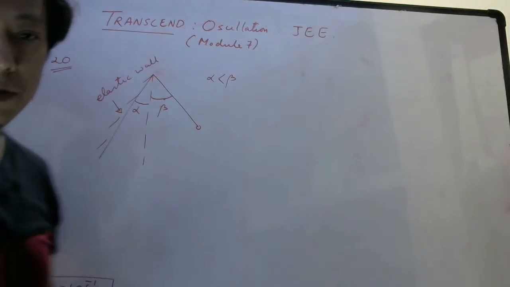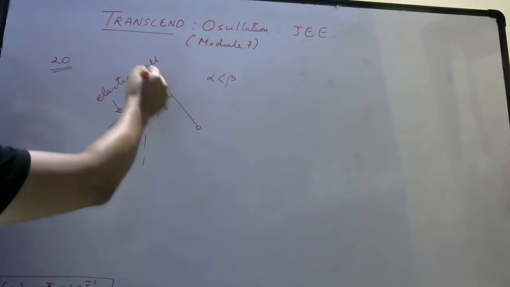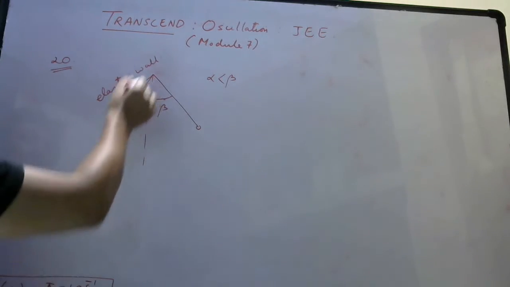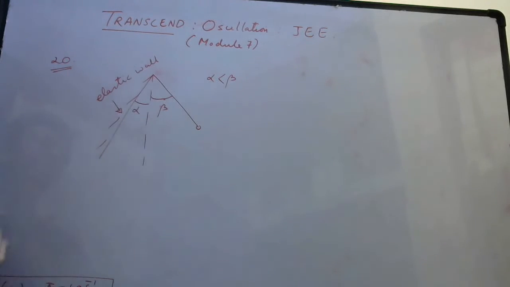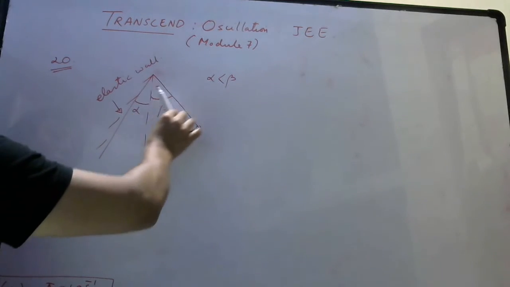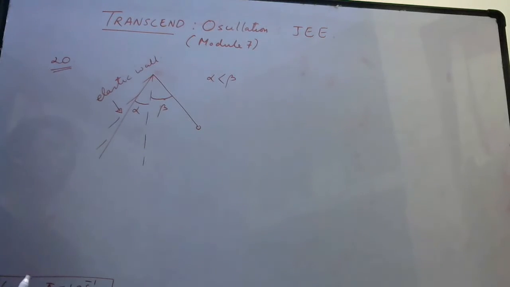Let us now solve question number 20. It says there is a pendulum and this is an elastic wall. The elastic wall makes an angle alpha with the vertical and the pendulum is taken up to angle beta and then released. What is the time period they are asking?